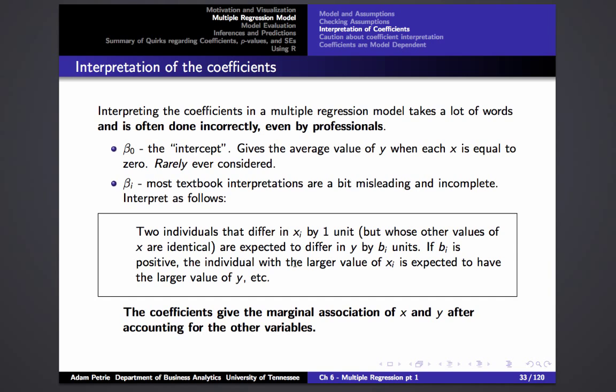If bi is positive, the individual with the larger value of xi is expected to have a larger value of y, etc. So what's nice is that in the multiple regression context, we're assuming when we interpret those coefficients that every single other predictor variable between these individuals is held constant, essentially. They're the same values. And so that way, when we look at that coefficient, it's basically giving you the marginal association between x and y after accounting for those other variables. So important interpretation here. We're never going to leave it like this because we always want to add context to the problem. We'll say what xi is, what the unit is, what bi is, etc.